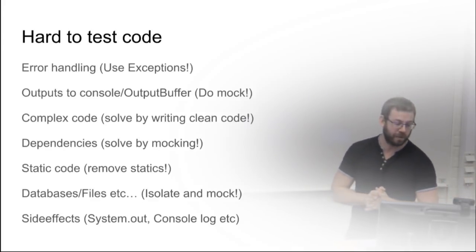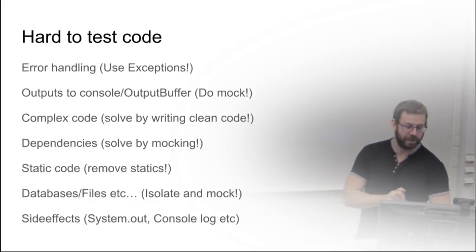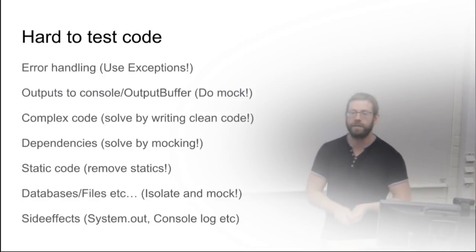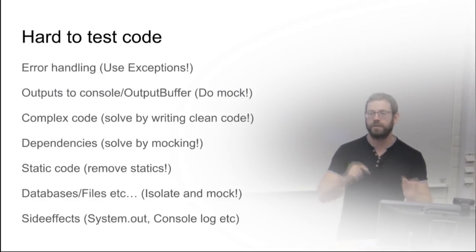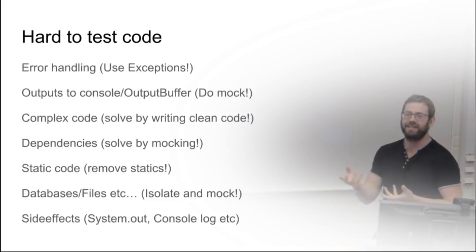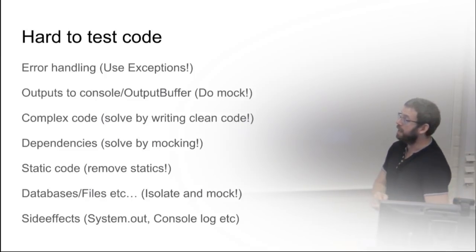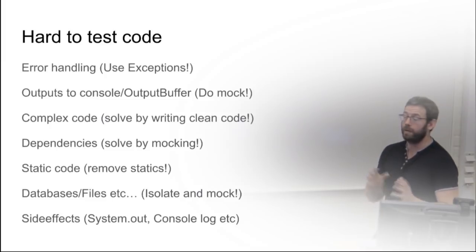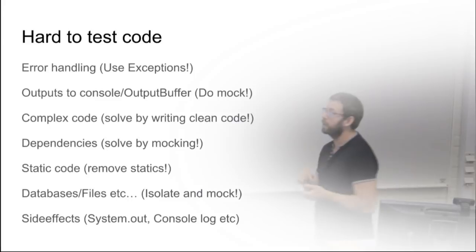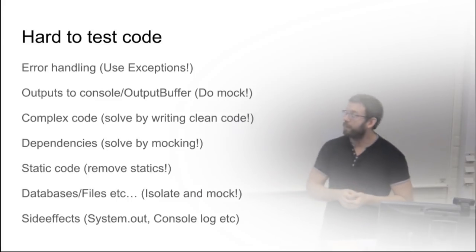If you have outputs to console, and this is actually the last point also, or the output buffer in PHP, or the console log, or the system out in Java, then how do you test that something is outputted on the screen, sort of? How do you test that works? And it's actually pretty simple, because console or system out is an object. So we need to use something called mocking. And I've already given you the word, and we're going to talk about that.